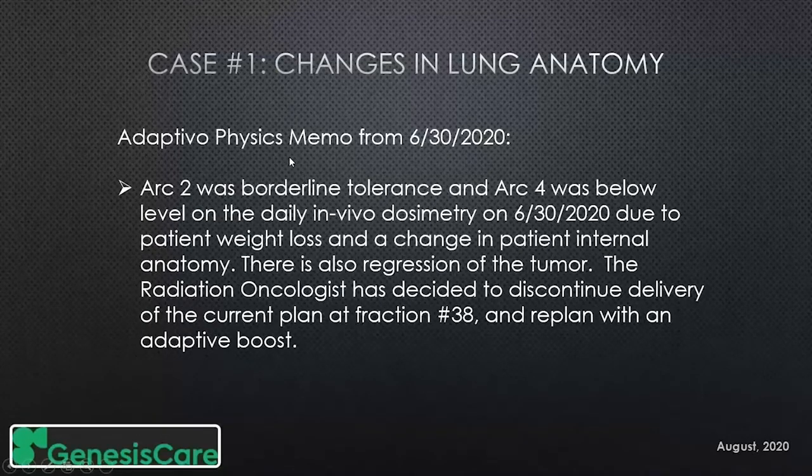Then on June 30th, of course, I had another gamma failure, so I responded accordingly. This was the memo from my report: that arc 2 was borderline tolerance and arc 4 was below level on the daily in vivo dosimetry on June 30th due to patient weight loss and a change in patient internal anatomy. There's also regression of the tumor. The radiation oncologist has decided to discontinue delivery of the current plan at fraction number 38 and replan with an adaptive boost.